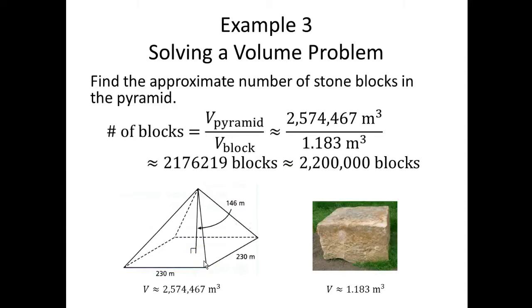In order to find the approximate number of stone blocks that were used in the pyramid, I just take the volume of the pyramid and divide that by the volume of each block. Once I put this into a calculator, I end up getting that the Great Pyramid in Giza is composed of approximately 2,200,000 blocks.